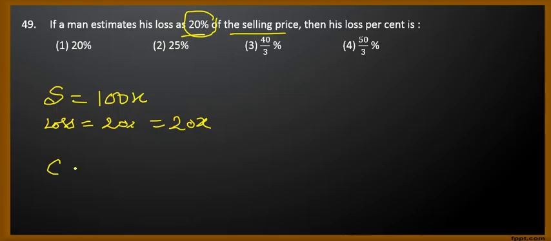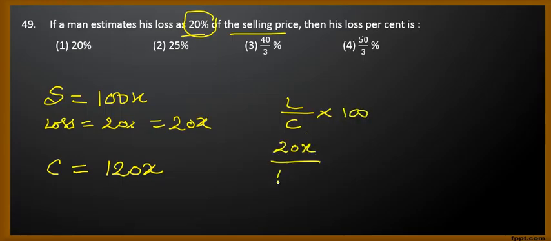So cost price will become how much? 120x. Is that clear? Now, what is the actual loss percentage? Loss by cost price into 100. What is the loss? 20x. What is the cost price? 120x into 100. On simplification, you will get 50 by 3%. So the answer is option 4.